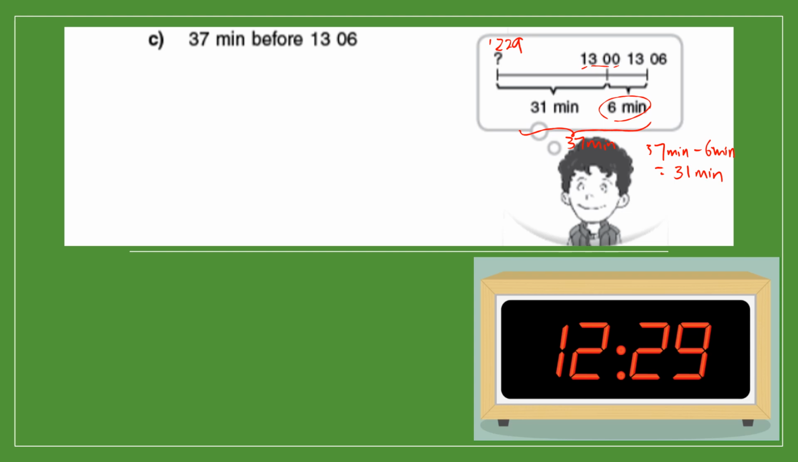And in this question, you are asked to write the time in 12-hour clock. So please remember to read the question very carefully, whether you are supposed to write the answer in 12-hour clock or 24-hour clock. In this case, you're supposed to write in 12-hour clock. 12:29 is 12:29 p.m. So if you do not write down p.m., you will not be able to get this question right.